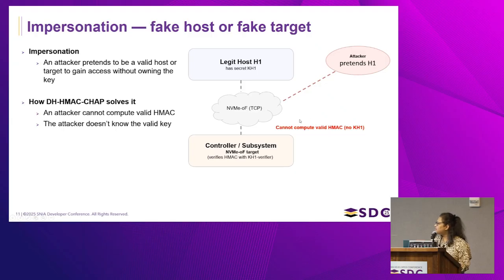So unless it can somehow get possession of this key, the impersonation will fail, which we will talk about later. But typically in an impersonation scenario, the attacker will try to pretend that it is H1, and the way to do it is to get possession of this key, the legitimate key of the host. Or if it is attacking a subsystem, it will try to get access to this key of the controller.